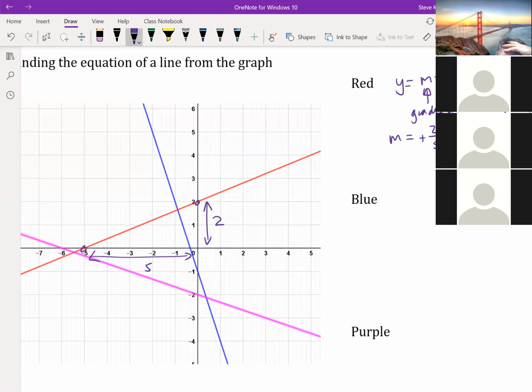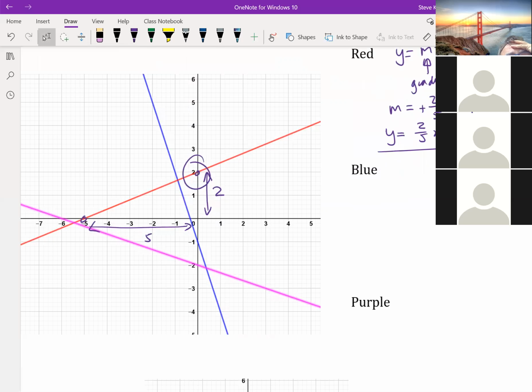The y-cut, well, hopefully that's very obvious to you. It's at the point 2. So the y-cut is equal to 2. And so now, having got those two bits of information, it's really easy just to be able to write down my equation as being y is equal to 2/5 x plus 2. So I just need to get the gradient and the y-cut.